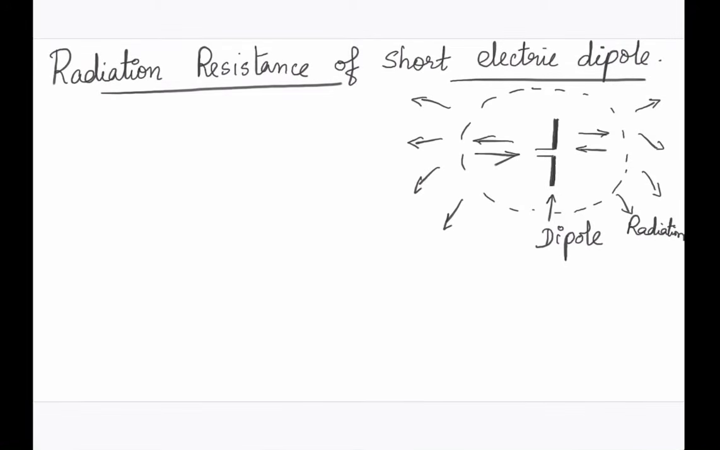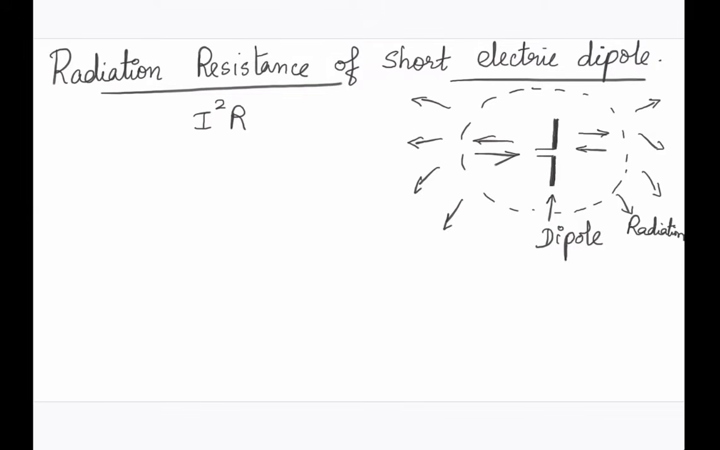Dear students, this video discusses how to find the radiation resistance of a short electric dipole. Consider a dipole which is radiating equally in all directions. The Poynting vector of the far field is integrated over a large sphere to obtain the total power radiated. We can equate this to I squared R, where I is the RMS current and R is the radiation resistance of the dipole.